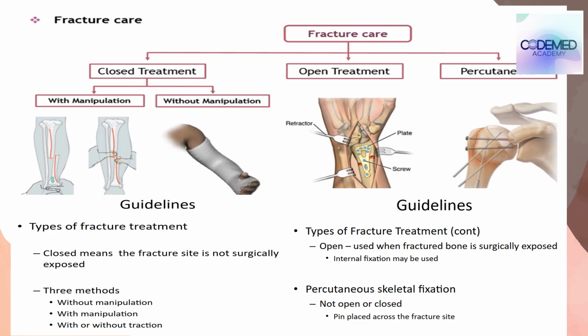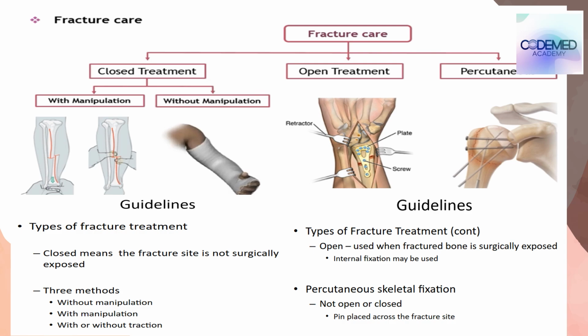Whatever guideline you see in fracture care is applied to all the bone fractures from head to toe. As far as fracture care is concerned, we have closed treatment, open treatment and percutaneous treatment. Closed treatment means the fracture site is not surgically exposed, and there are three methods: without manipulation, when the bone is fractured but has not moved from its original position, where we may require just a cast to stabilize that part; with manipulation, when the bones have moved from their original position, so we need to apply force to get them back into position, and then we put the cast; and with or without traction. Sometimes we have to put traction, that is additional weight, to get them into that natural line. So this is closed treatment.